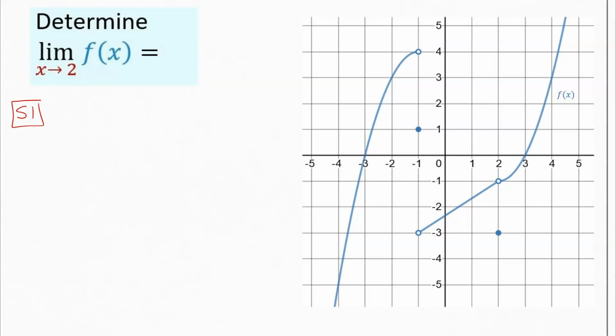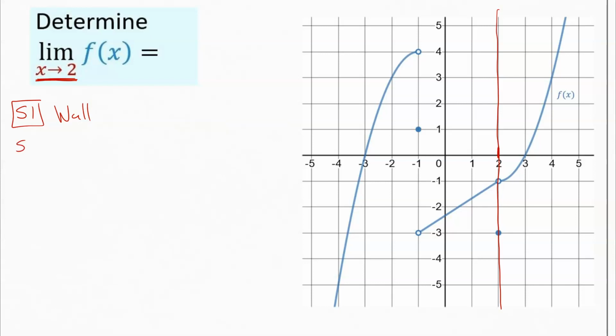Step 1 is I draw what I call my wall. I draw the wall at whatever x value they're asking me to approach. So I'm looking at x equals 2, and I come over and draw my wall here at x equals 2.